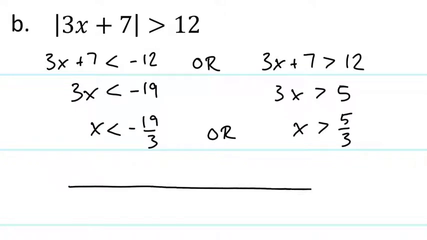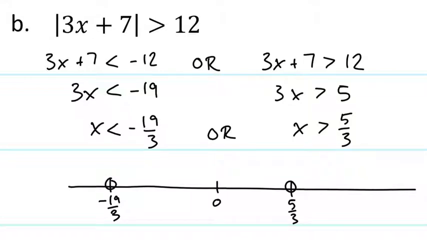So on my number line, here's roughly the number 0. Then I have this positive 5/3, and I do have an open interval again. And then over here I have this negative 19/3 and again an open interval because it was strictly greater than in the original problem. And my solutions are those things that are over to the right, or they're over to the left. So these mechanics seem to be working well for us.